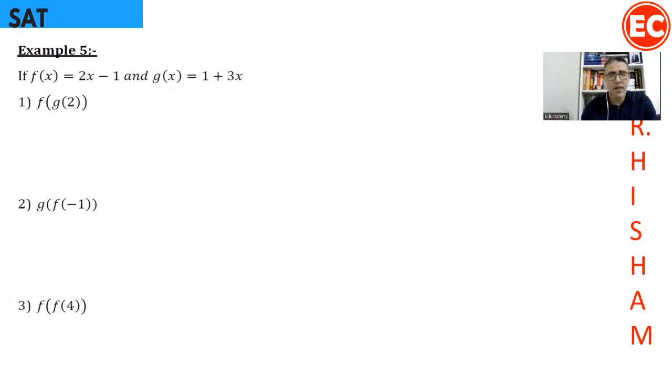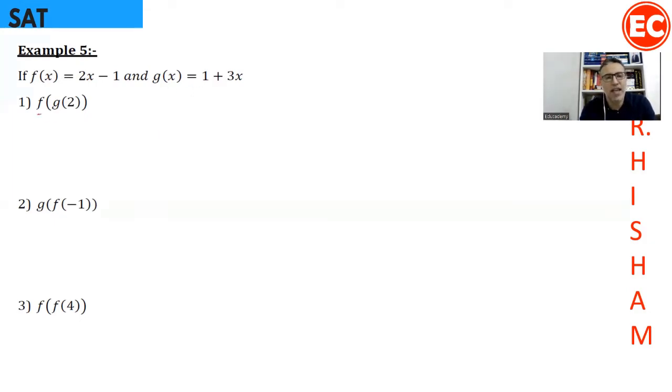Now, let's go to another title of studying the function, which is the composite functions. And the composite functions that come in the SAT are very easy. Most of it is about numerical values, replacing the values. As we can see in front of us, I have two functions, f of x and g of x. The first one is 2x minus 1, and the second one is 1 plus 3x. Both of them are linear functions because both of them are first degree.